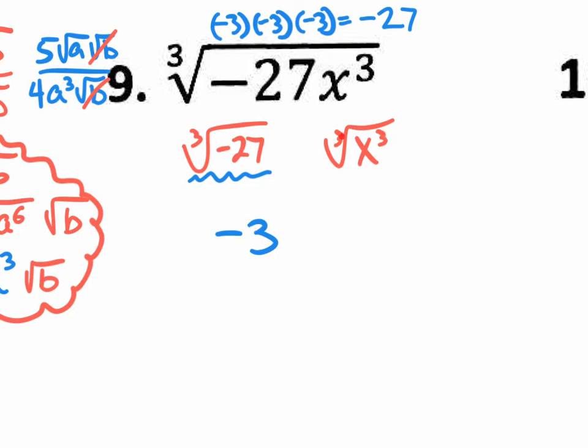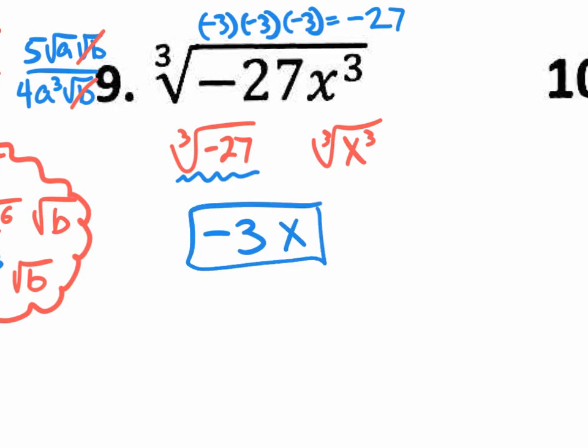Now, how about over here? The cube root, not the square root, the cube root is exactly the 1/3 power. And the 1/3 power is really like dividing this exponent by 3. So what is 3 divided by 3? It's just x. So your answer is negative 3x. That's your answer to number 9.